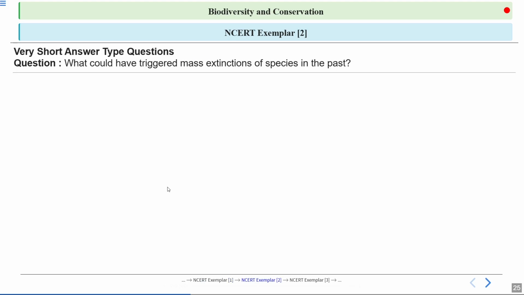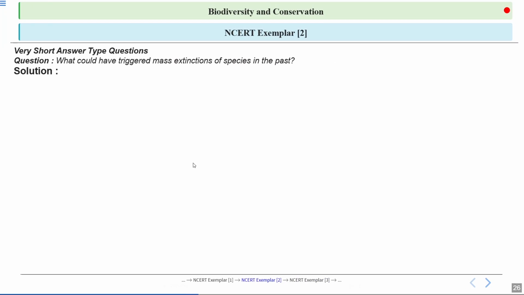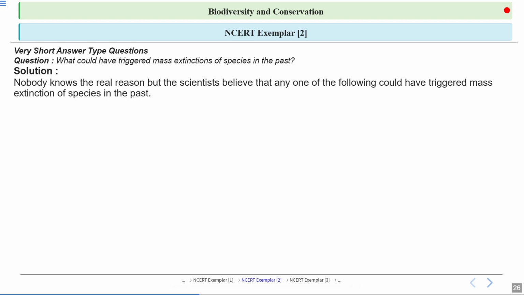Okay, so let's discuss the question. What could have triggered mass extinction of species in the past? So let's have a look at the answer. Now, the exact cause of past mass extinctions is unknown. Now, scientists have several possible explanations they think might have caused these events, such as volcanic activity, meteor impact, climate change, or sea level changes.